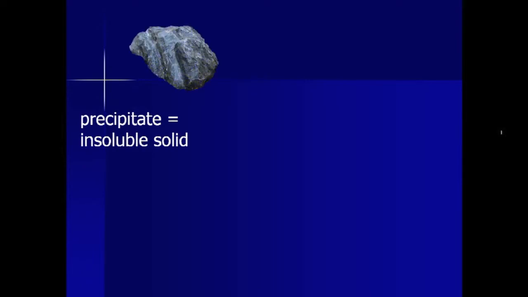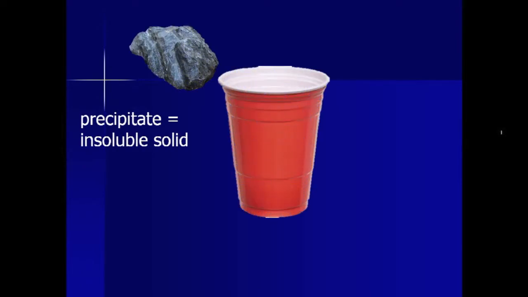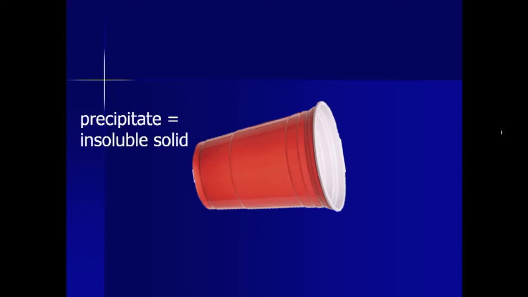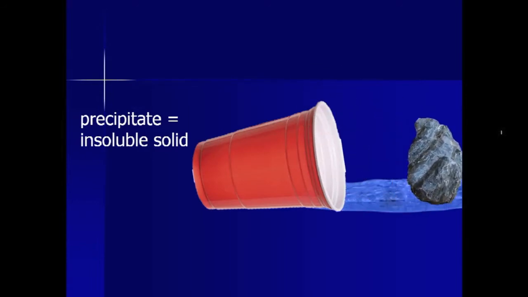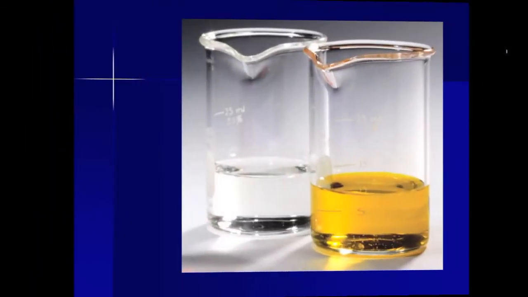Well, what is a precipitate? A precipitate is an insoluble solid that results from mixing solutions. We know of many insoluble solids. Go grab a rock from outside, put it in a cup of water. Does it dissolve in the water? Probably not. It is insoluble. Well, at least most of it is.